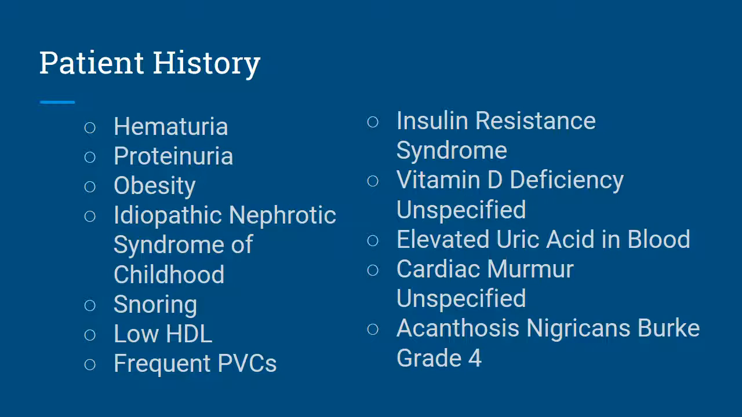The patient has been diagnosed with many disorders, as you see listed on the slide. The main ones of concern are her insulin resistance syndrome, vitamin D deficiency, elevated uric acid in her blood, her acanthosis nigricans grade 4, which is indicative of her obesity, as well as her low HDL and snoring associated with possible sleep apnea from obesity.